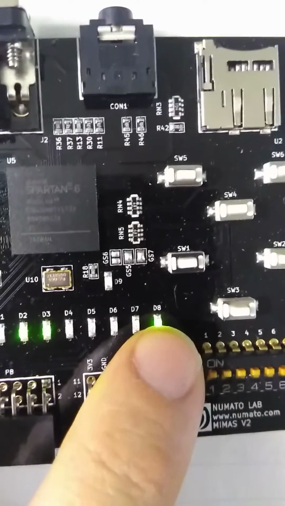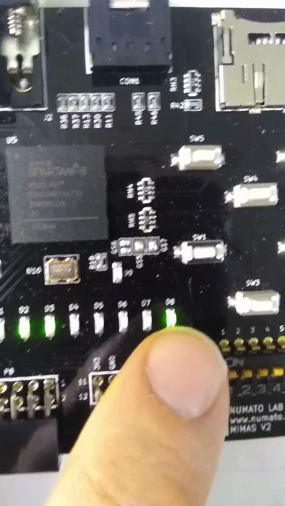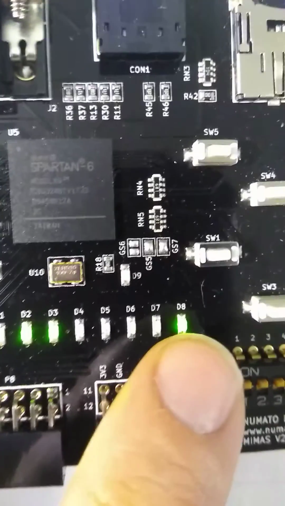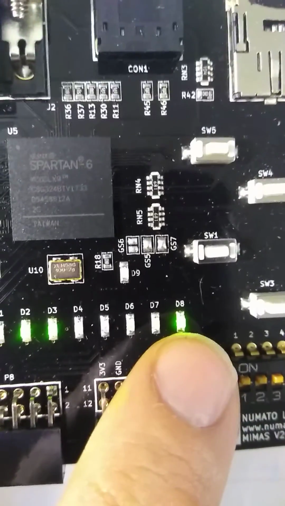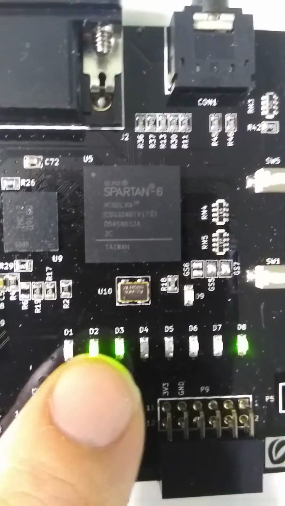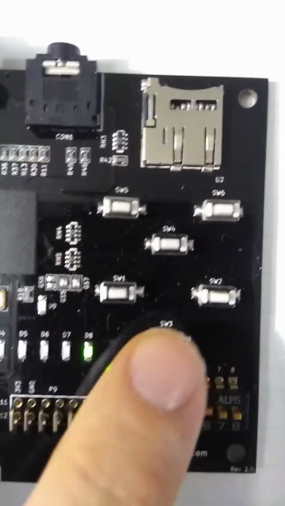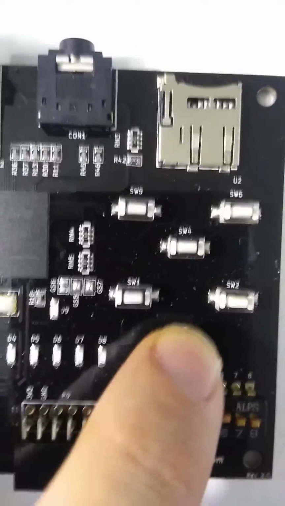So, I forgot to mention this, but D8 is my LED demonstrating my output, which will become 1 only when a sequence was completed. And as you can see here, I'm in state 3, 0 1 1, which corresponds to state 3 here. Okay, and then I can press the reset button, which is this button. Everything goes back down to 0.